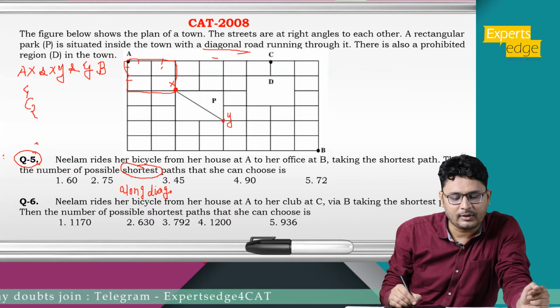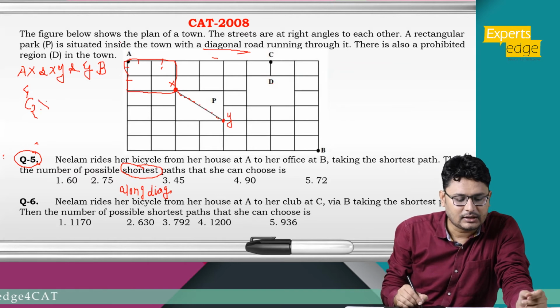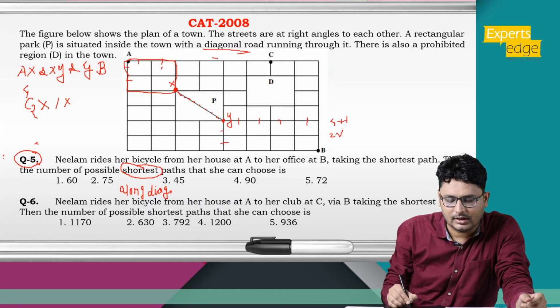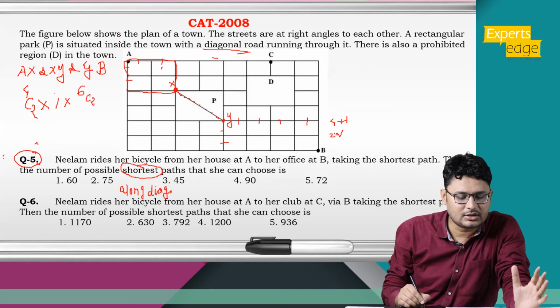Now from x to y, I have a diagonal road available, and that would be the shortest way. So I'll go only one way, along the diagonal from x to y. Now y to B. Y to B, how many horizontal are there? 1, 2, 3 and 4. 4 horizontal and 2 vertical. So the answer will be horizontal plus vertical, that is 4 plus 2, 6C2. Okay, so this should be my answer.